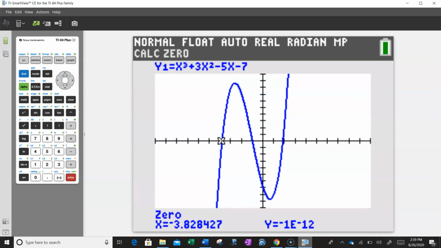And we can see that that 0 is -3.828. And then do the same thing for this most right 0, this third one over here, so that you can get it because we could not get it out of the table. And write that down on your paper.